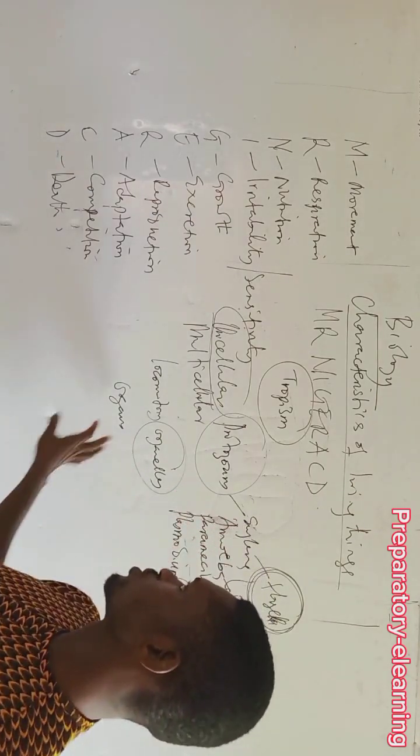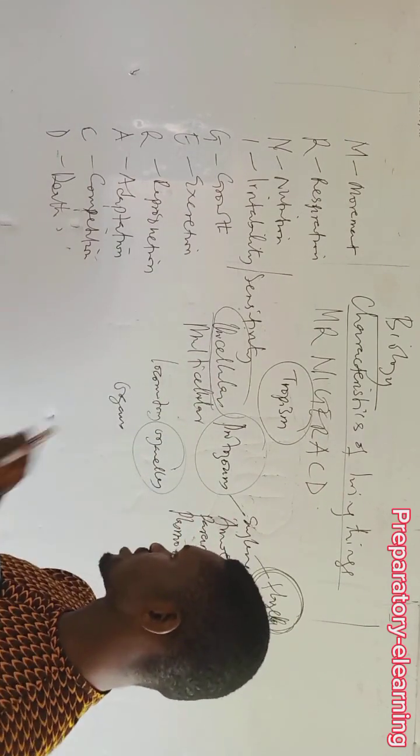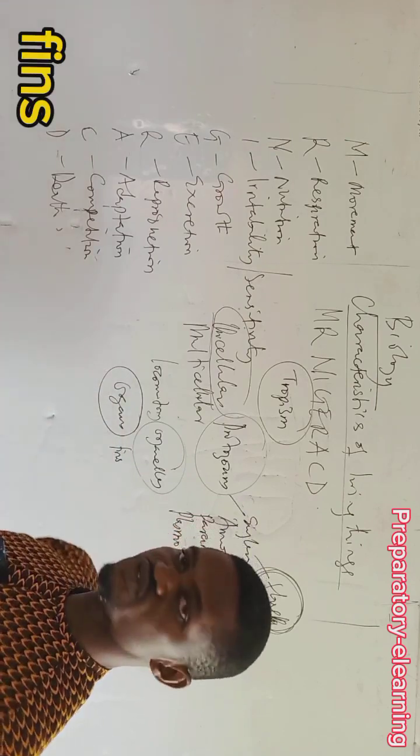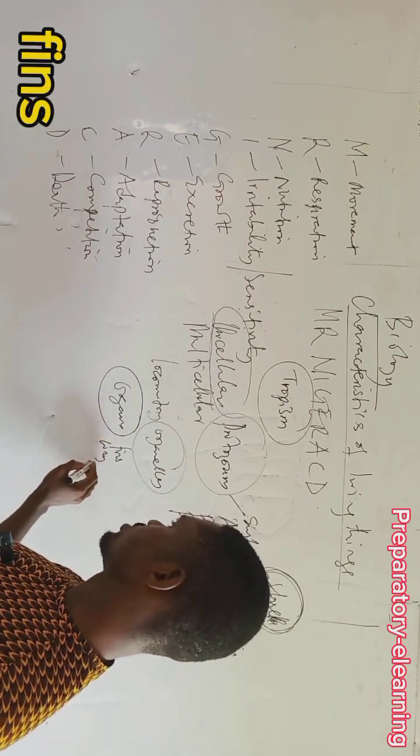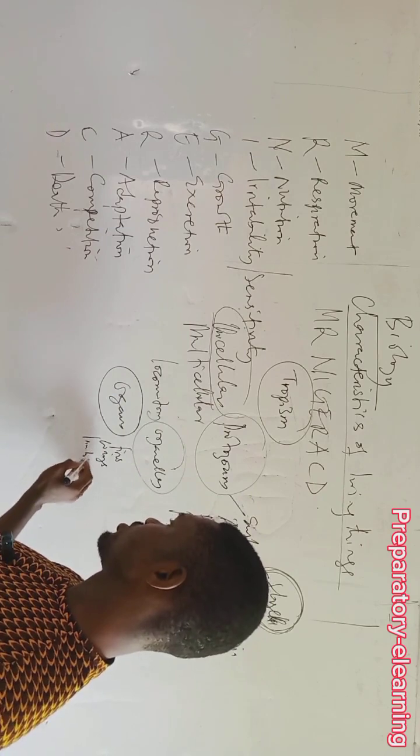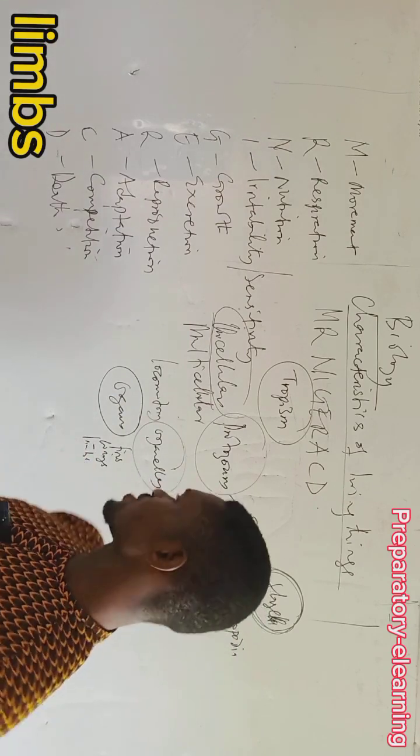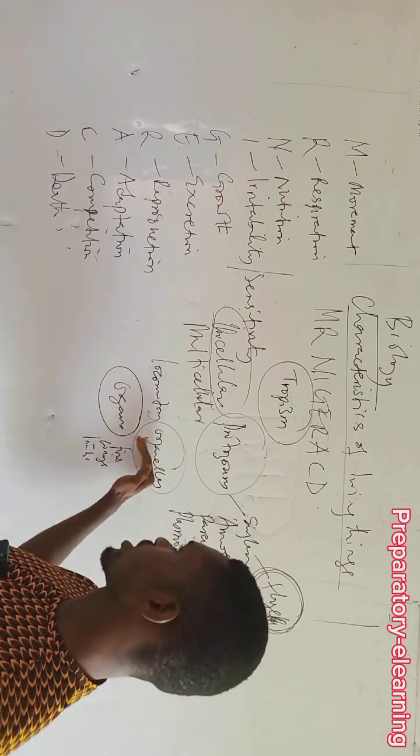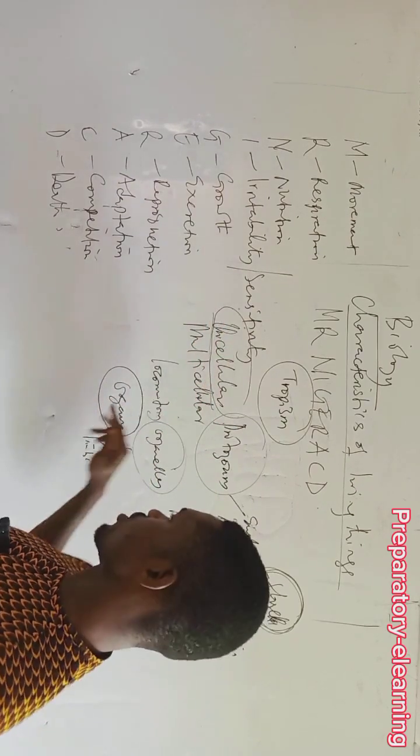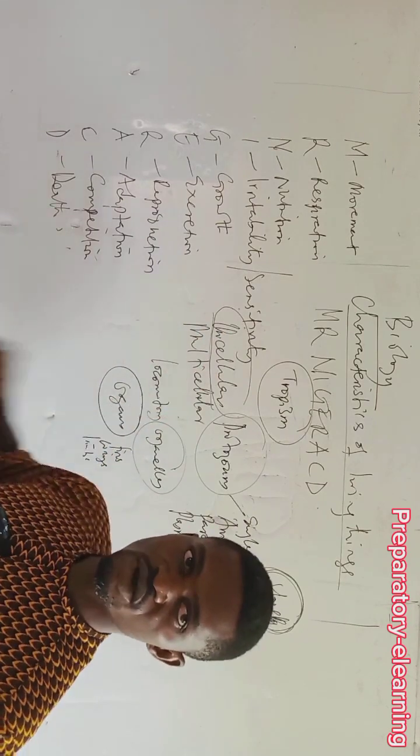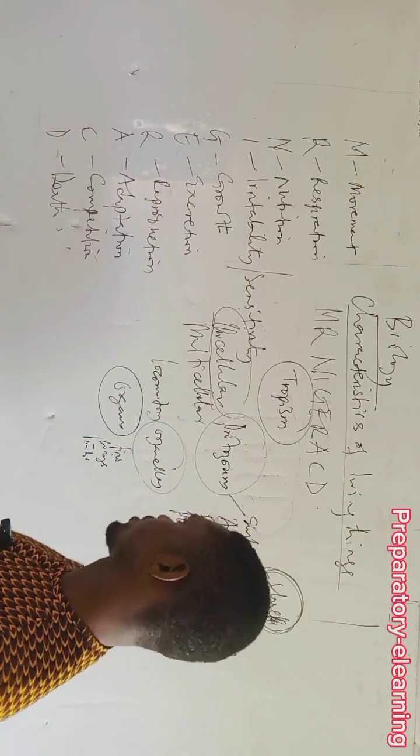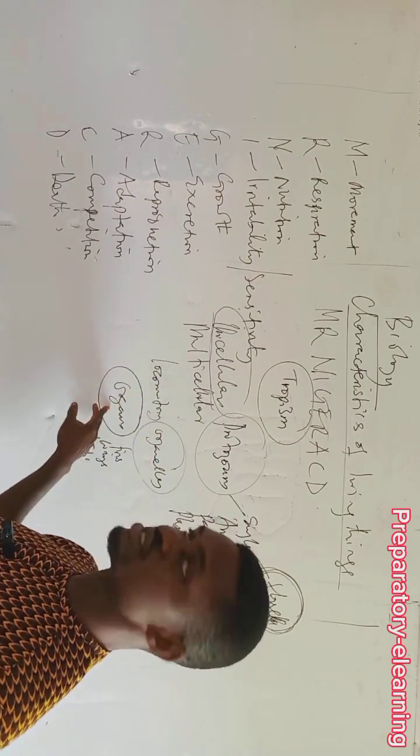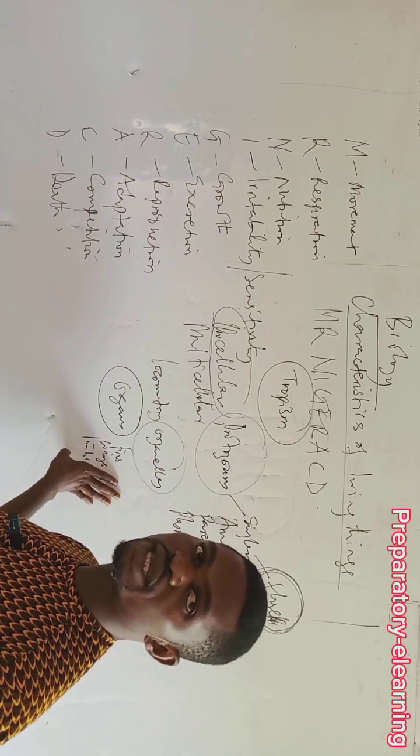But if you are referring to multicellular organisms, we oftentimes make use of the word organs, like the fins, used for swimming, like the wings, used for flying, like the limbs, used for walking, and so on. All these are organs. So we've been able to differentiate between organelles and organs. Organelles are for unicellular organisms, organs are for multicellular organisms. That's number one difference. Number two difference is that organelles are microscopic, cannot be seen with the naked eye, while organs are macroscopic. They can be seen with the naked eye.